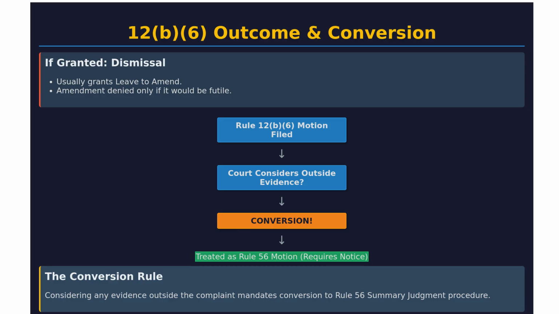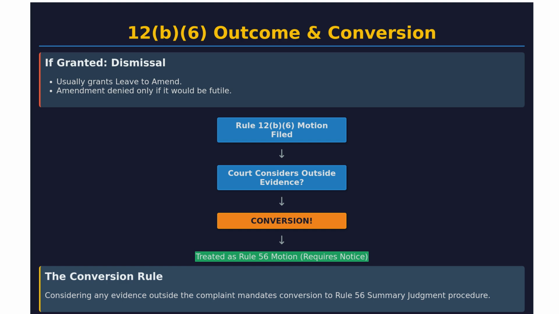If the court grants the 12(b)(6) motion because the complaint fails to state a claim, the plaintiff typically receives an opportunity to amend the complaint. Courts generally grant leave to amend unless the amendment would be futile, meaning no set of facts could possibly state a valid claim under the law.